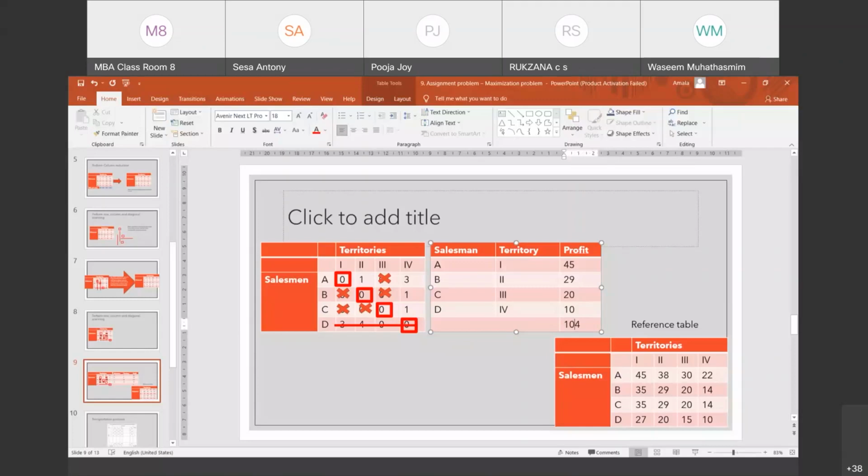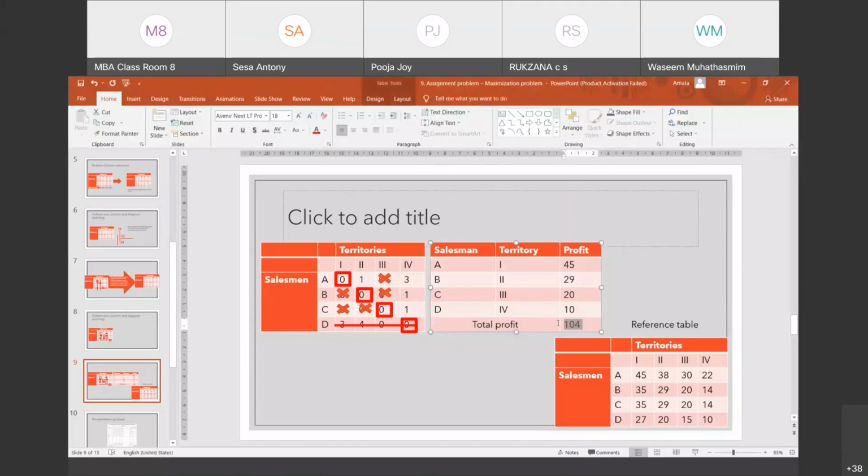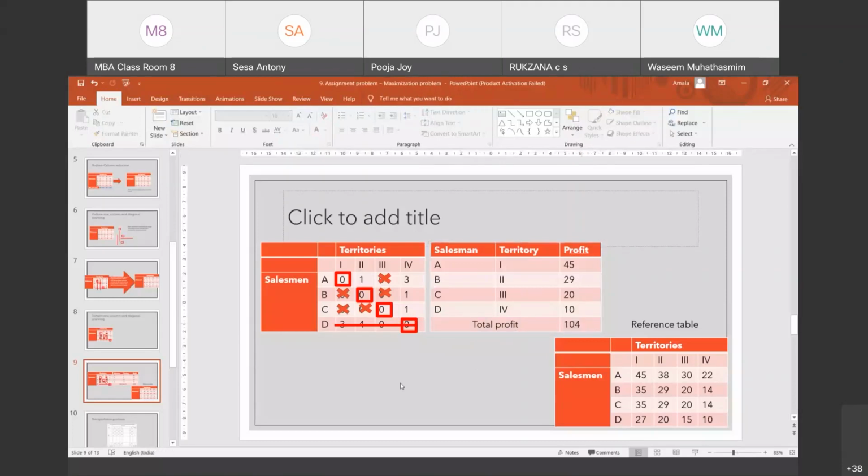So the total profit is 104 for us. Similarly, if you try for the other optimal solution, then again you will get the same value, 104. You can try it out for yourself. For the exam point of view also, you can do that. From an exam point of view, you may have to solve for 2 optimal solutions. So you can try it out.